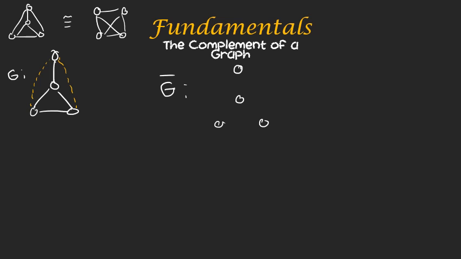The complement, denoted with the overline on the graph, has the same vertex set as the original graph, and it switches the edges for non-edges and non-edges for edges. Anything that's an edge in G will not be an edge in G complement, and everything that's not an edge in G will become an edge in G complement. Notice here, I'll draw the non-adjacent pairs of vertices inside of here as well. So there's my original graph, and they switch between each other.